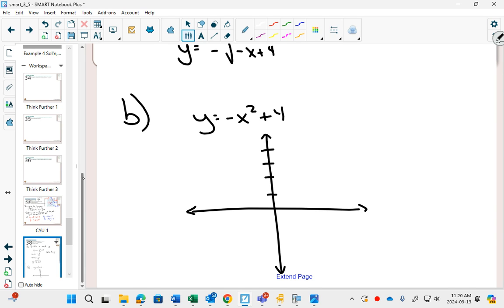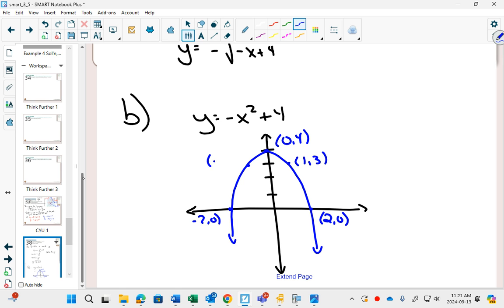As you get really good at this, you'll be able to graph that quickly. It has a vertex at 0, 4. It goes through the point 1, 3 and 2, 0. Also negative 2, 0 and negative 1, 3.